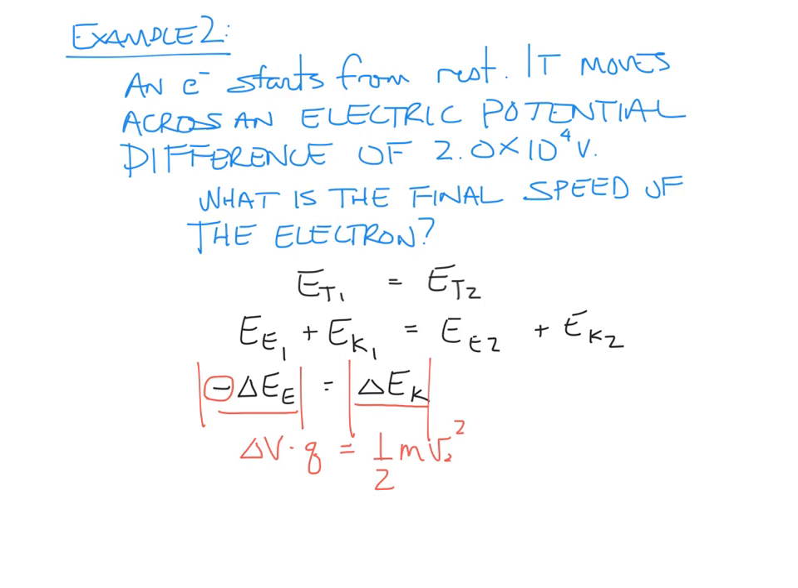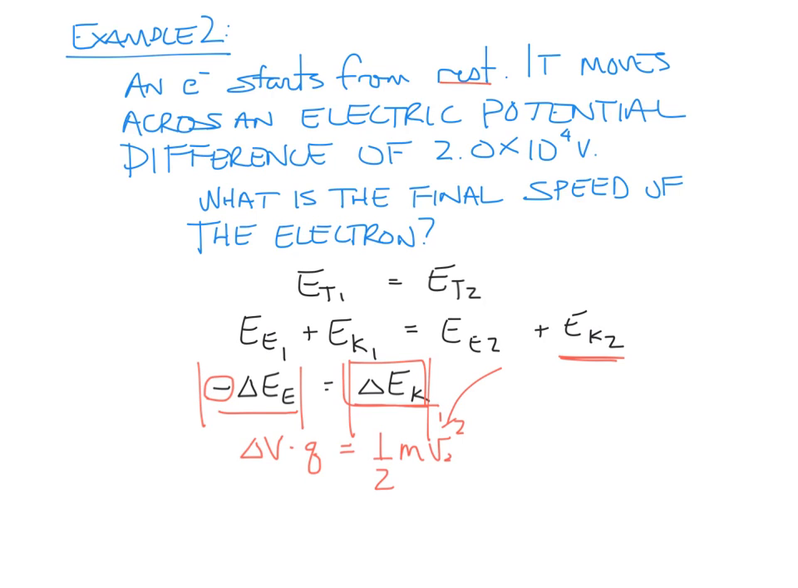Now this will be v2, but EK, sorry, when we did delta EK2 will be this term, which is exactly what we want to find. EK1, of course, will be 0 because the electron starts from rest, so we don't need to put it in here.